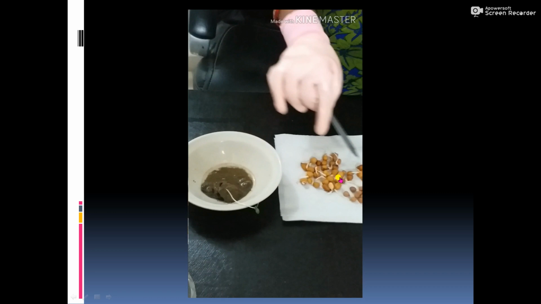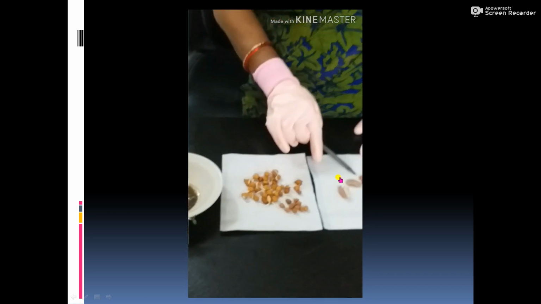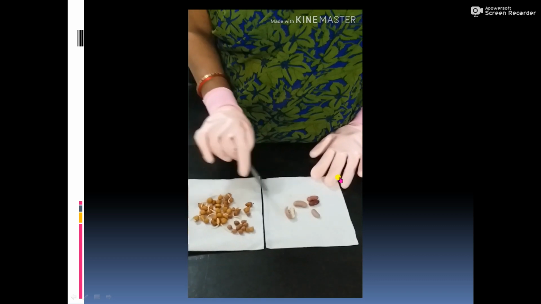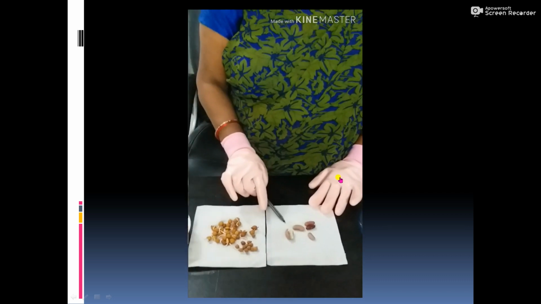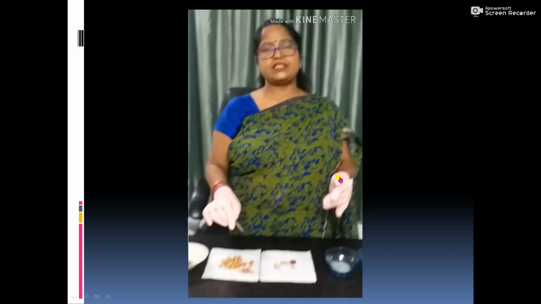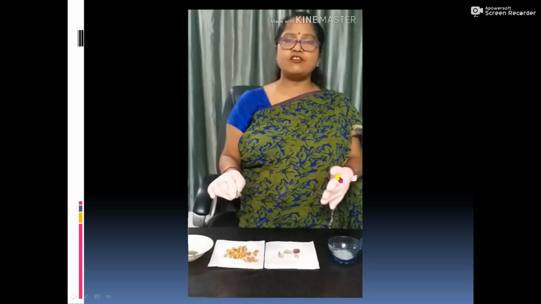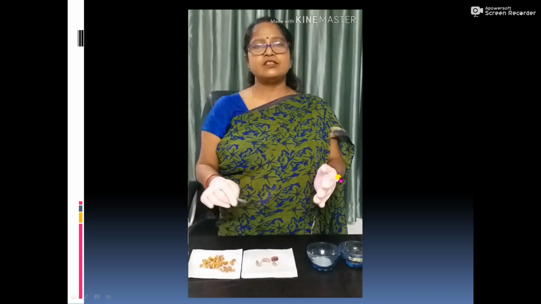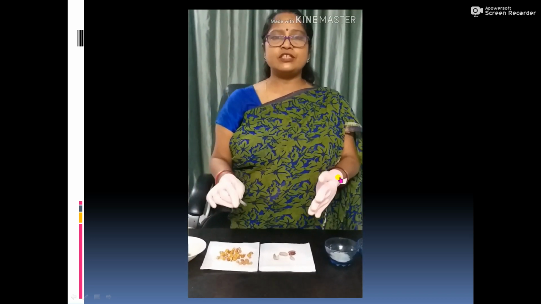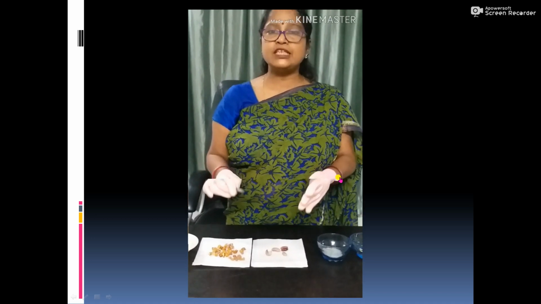Clear, students? So what you studied today, these two types of seeds. At your home, you are taking in your diet different kinds of pulses. Those pulses are also dicotyledons, containing two cotyledons. It means two seed leaves.